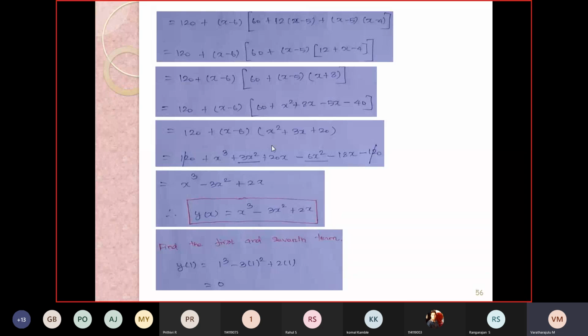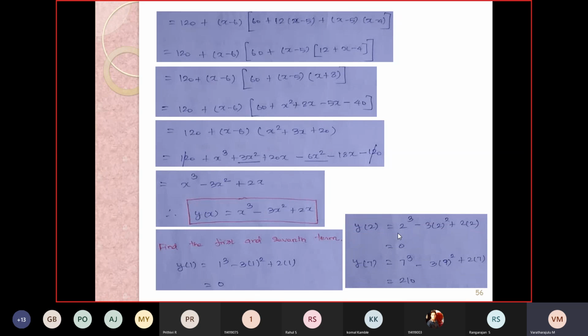And see, by applying 1, we'll get 1 cube minus 3 into 1 square plus 2 into 1, that becomes 0. And similarly, for y of 2 also we are getting 0. For y of 7, that becomes 210. And similarly, we can do our interested interpolation or extrapolation. Any doubts? Do you have any doubts? If you don't have any doubts, then we'll continue.